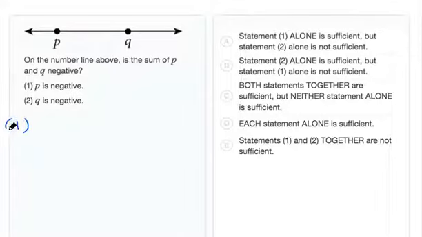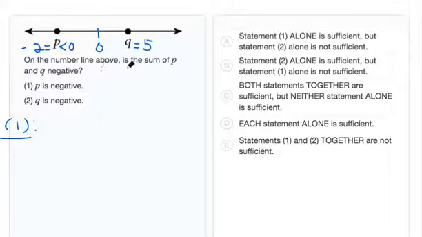So statement 1. We're told that P is negative. So if P is negative, that's some value less than 0. We don't know what the value is. And if we think about what Q could be, a positive number, Q could be 0. So there are actually a couple options here. The first option is, what if we have 0 here and say Q is 5 and P is negative 2. In that first case, the sum would be 5 plus negative 2, which would be positive 3.